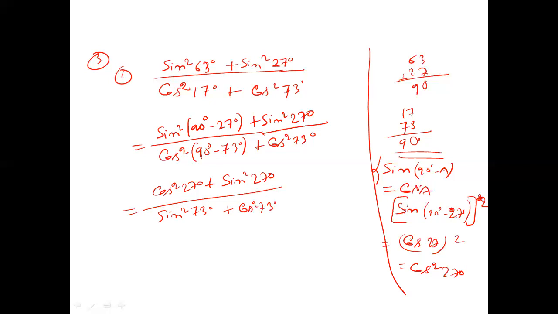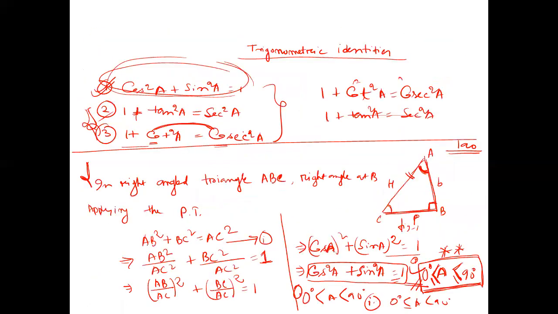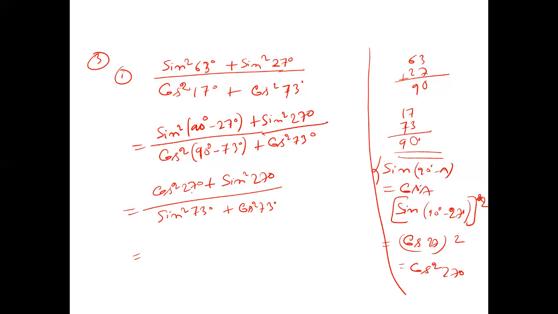Now we are going to apply the first trigonometric identity. What is the first trigonometric identity? Cos square A plus sin square A equals 1. Here the angle A is 27 degree. The angle must be the same. Then cos square 27 degree plus sin square 27 degree will be 1. Again, sin square 73 degree plus cos square 73 degree, here angle A is 73 degree, so 1. So 1 by 1 equals 1. Yes or no? So your answer will be 1. Clear? Okay, that was question number 1.